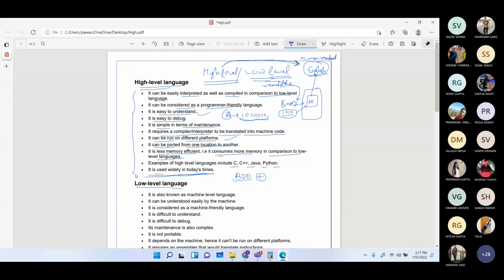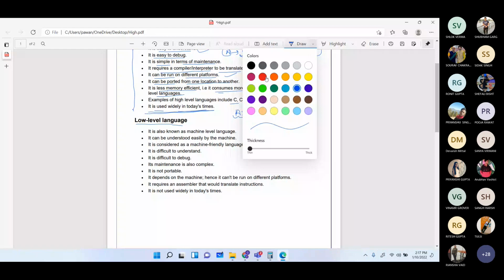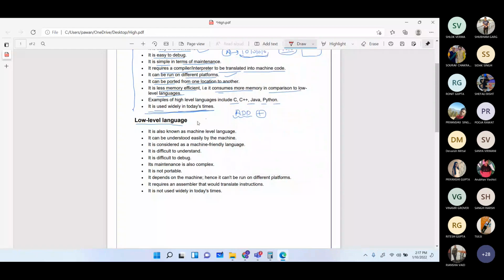Now come to the low level language. What are the low level languages? Low level languages, in comparison to high level, are also known as machine level language. One, it can be understood easily by the machine. Third, it is considered machine friendly. I think all three are almost the same. And the next one is that it is difficult to understand.